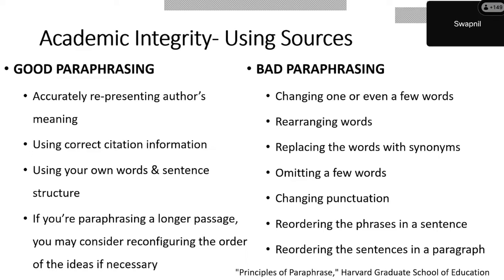There are some ways of paraphrasing work that has already been done. You should make sure that the author is accurately represented in your work, and simply changing one word here or there or rearranging the words is not considered a good way of representing other people's work. You should always use correct citation information, and if you're paraphrasing a long passage, you may consider reconfiguring the order of the ideas if necessary. These are things that you need to be careful about.